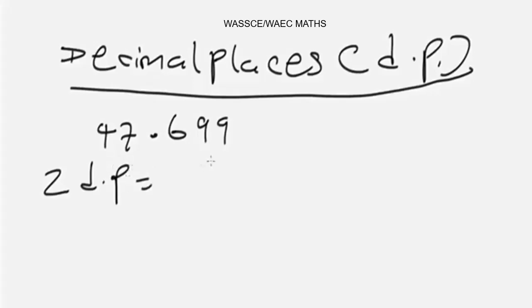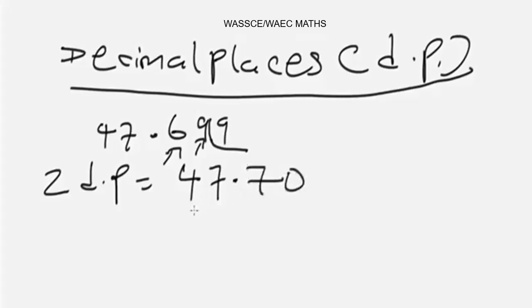So for this problem, to round it off to 2 decimal places, it's going to be 47 point. Now this 6 is the first decimal number, this 9 is the second. That means we are going to stop here, and this 9 after this 9 is up to 5. You approximate it as 1. So when you approximate it as 1, put it here. This 9 now changes to 10, and we can't just write 10 here. So this 10 again, you approximate it as 1 and put it in this 6. This 6 will now be what? 7.